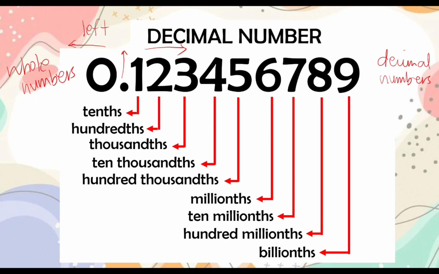Okay, ano napansin natin sa place value ng decimal number? The place value of a decimal number ends with THS. Okay? While the place value of a whole number ends with S only. So yun yung pinagkaiba nila.